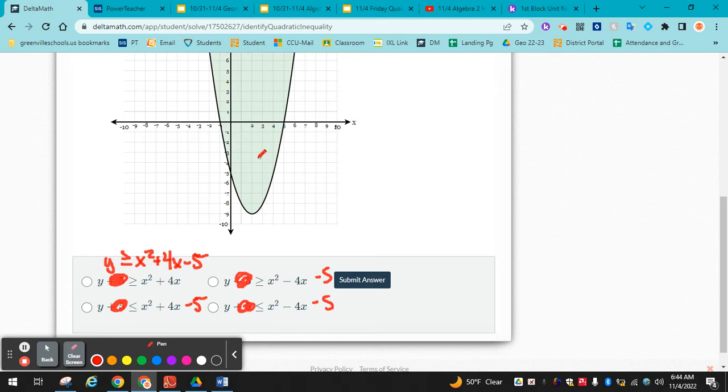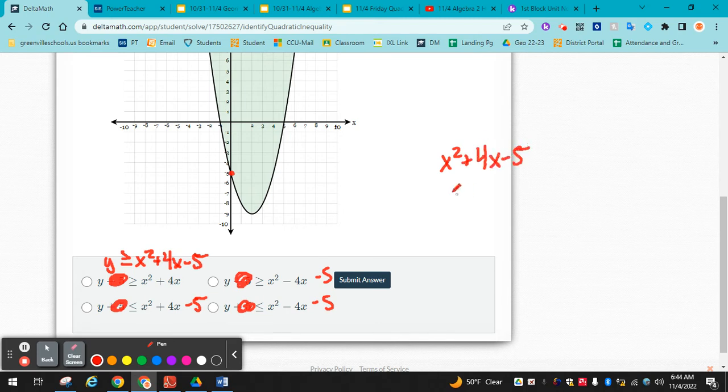Now, they're all minus 5, so my y-intercepts are all negative 5. This is a solid line, so they all have the lines underneath it. Now we're just trying to figure out how are we shading. Oh, we have positive 4s and negative 4s. So let's check that.